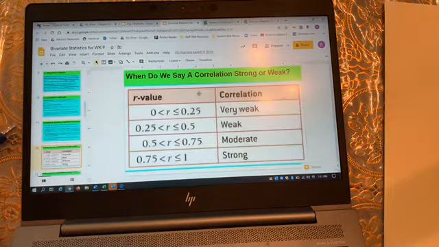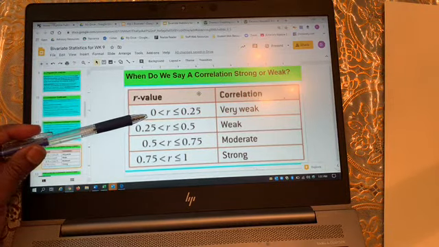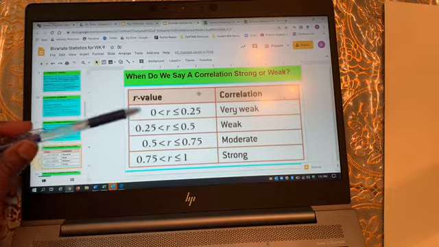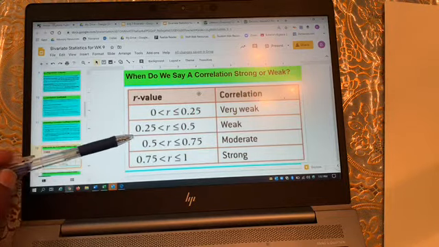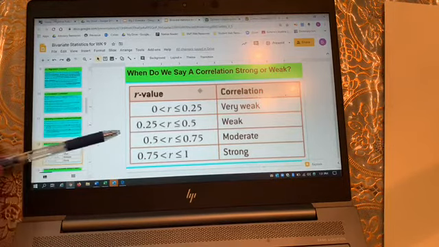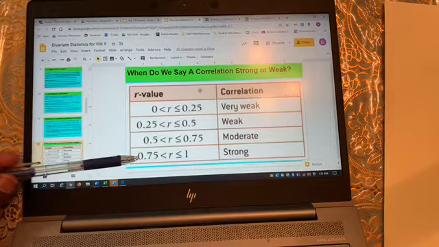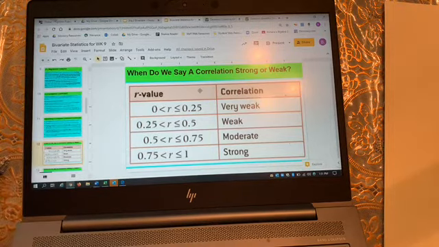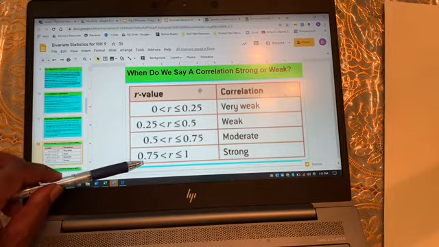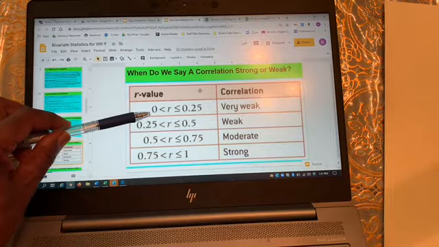Okay, so this table gives you: if the correlation is between 0 and 0.25, it is usually very weak. If it is between 0.25 and 0.5, it is weak. But if it is 0.5 to 0.75, moderate. 0.75 to 1 is considered to be strong. As you see, as you go closer to 1, strong correlation. When you are closer to 0, it is very weak.